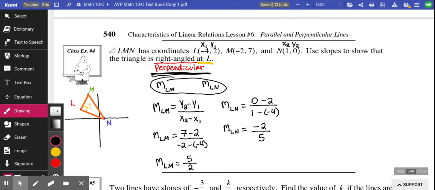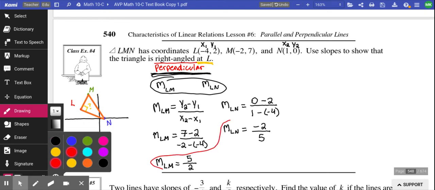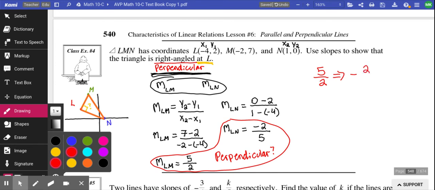Beautiful. To prove if this is a right angle triangle, we need to check and see, are these things perpendicular? That means negative reciprocals. If we look at them, the negative reciprocal of 5 over 2 would be negative 2 over 5. These are perpendicular. That means it is a right angle triangle.